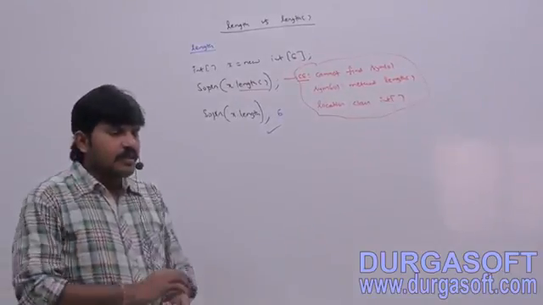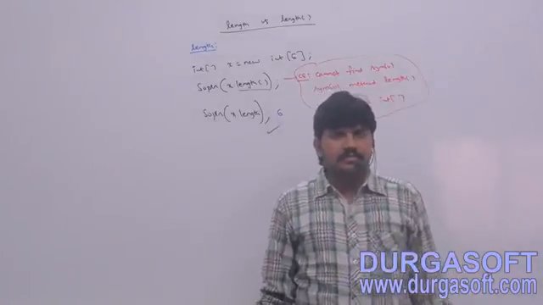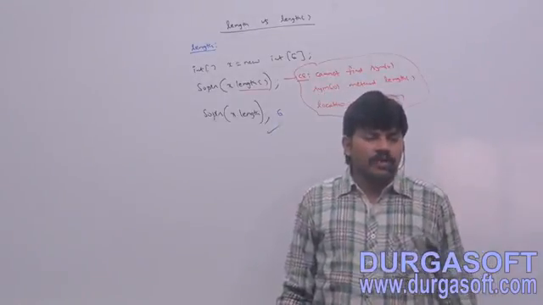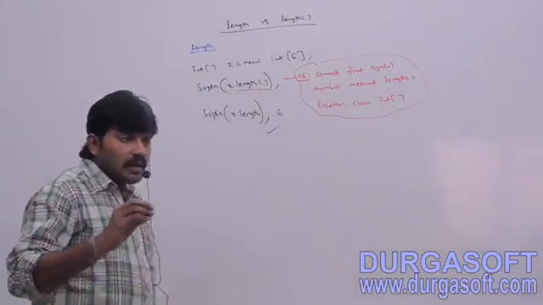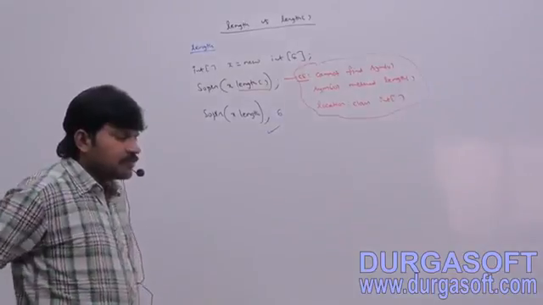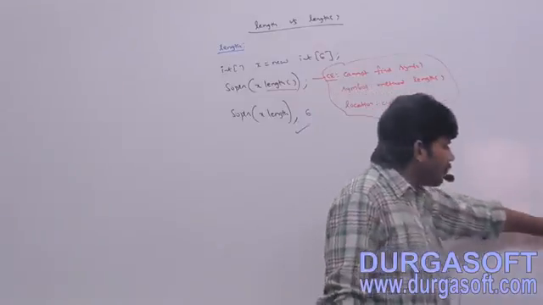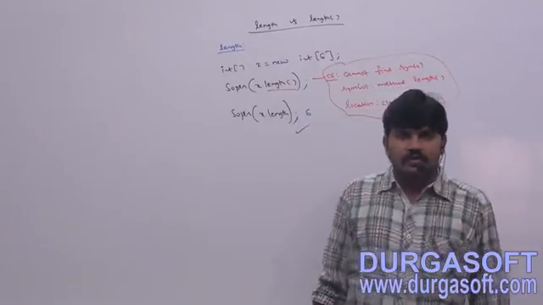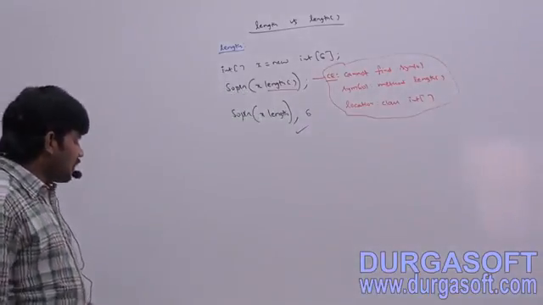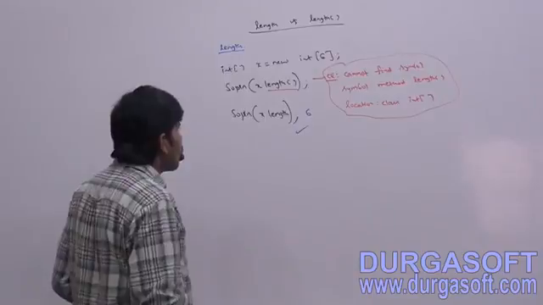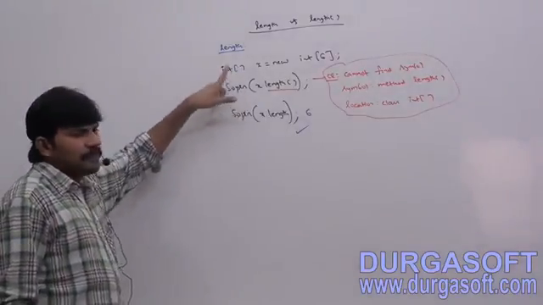Length is a final variable applicable for arrays. Next, length variable represents the size of the array.